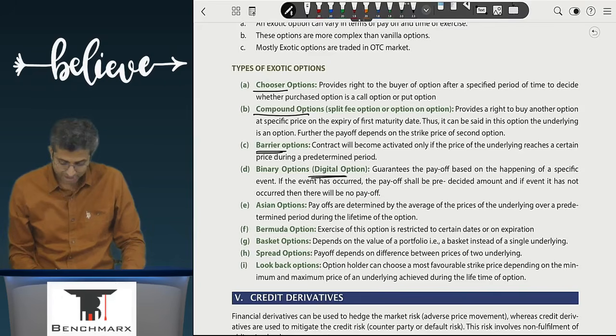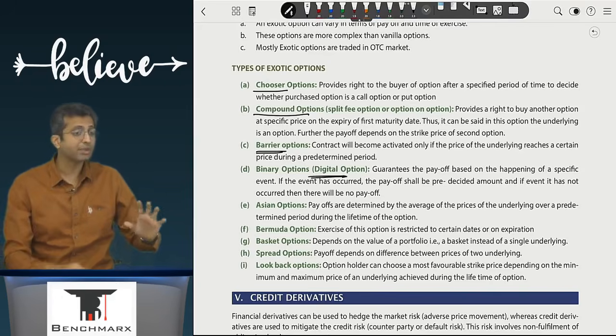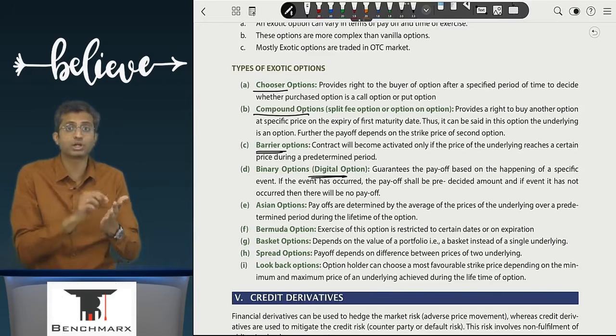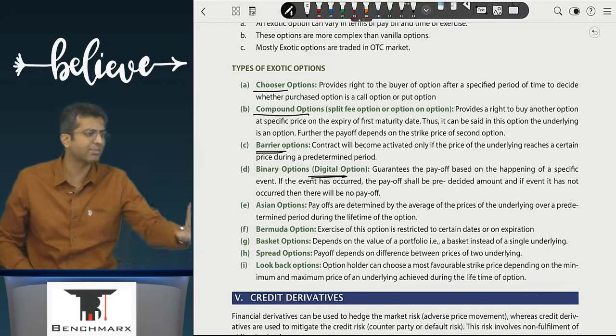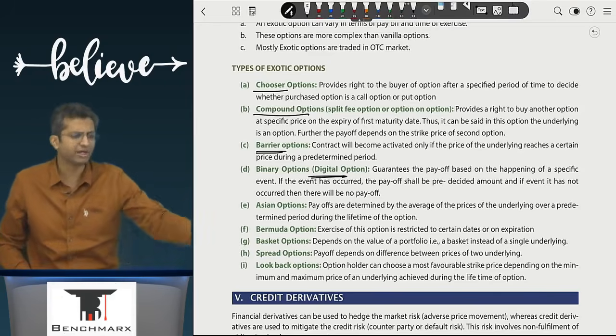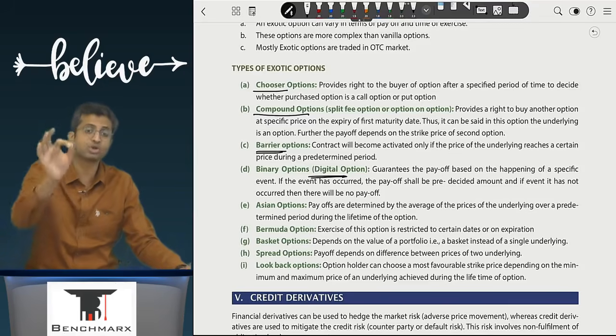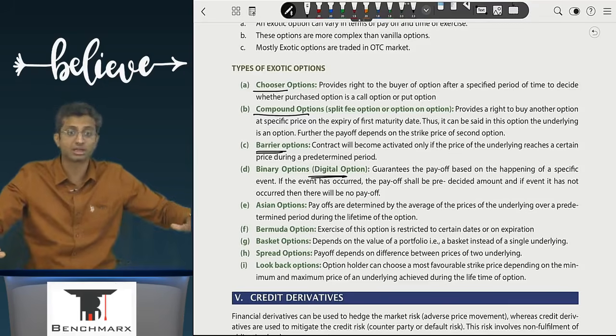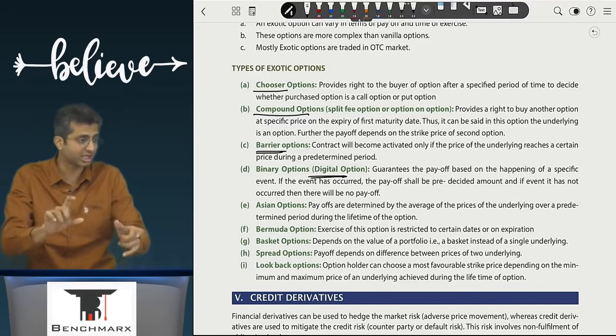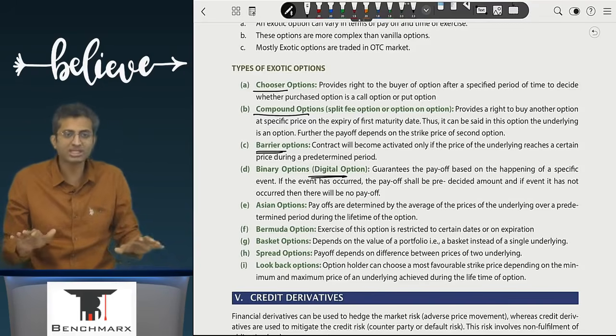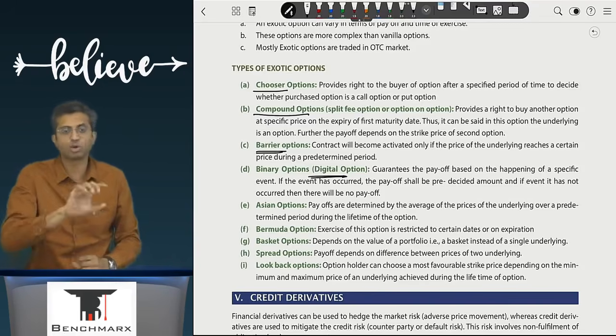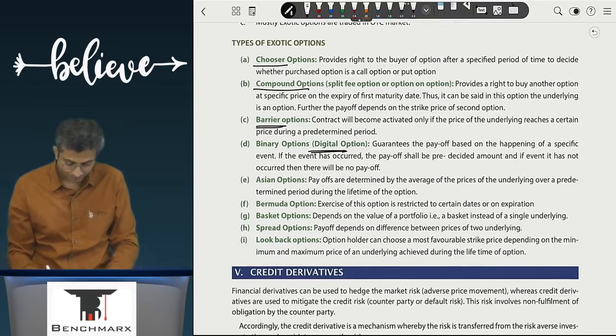Binary options, that is, digital options. Here usually the payoff you have to calculate is spot at expiry minus exercise price. Here that will not be the case. Payoff will be defined. If a particular event happens, you get this amount. If it does not happen, you get nothing. It is not spot price minus exercise price. It is binary, one of the two. You either get zero or you get a specified amount, not spot minus exercise price.